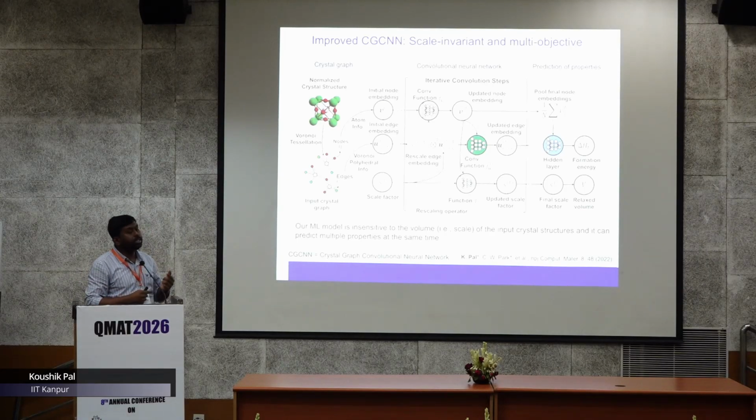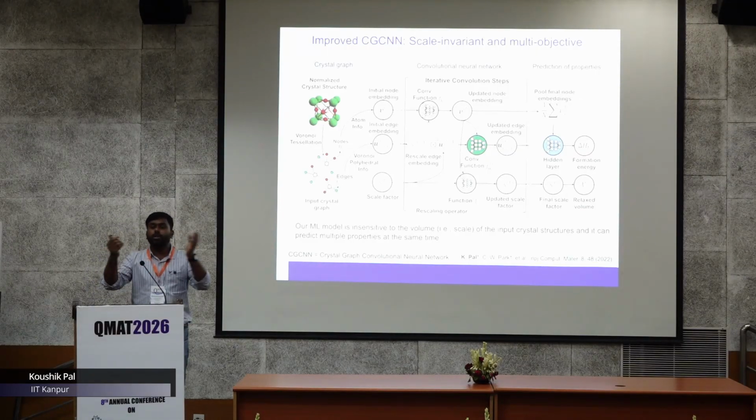So, and for which we need the formation energy. So basically, we train this graph neural network model to predict the formation energy of those billion compounds, right? So this is how our model is, schematically. And our model is also multi-objective, meaning we can get multiple properties at the same time. So here we are getting formation energy as an output, and we are also getting the relaxed volume of the structures.